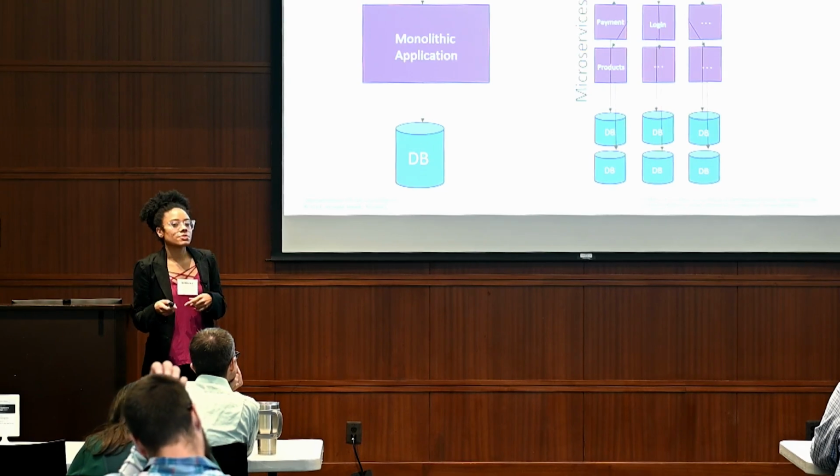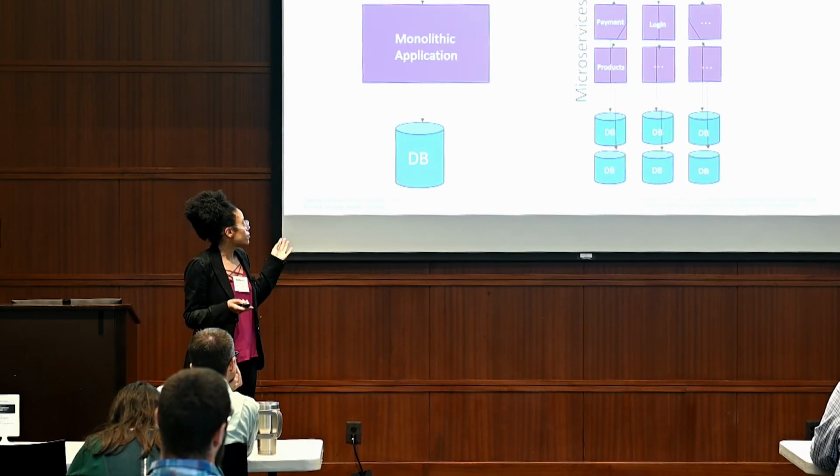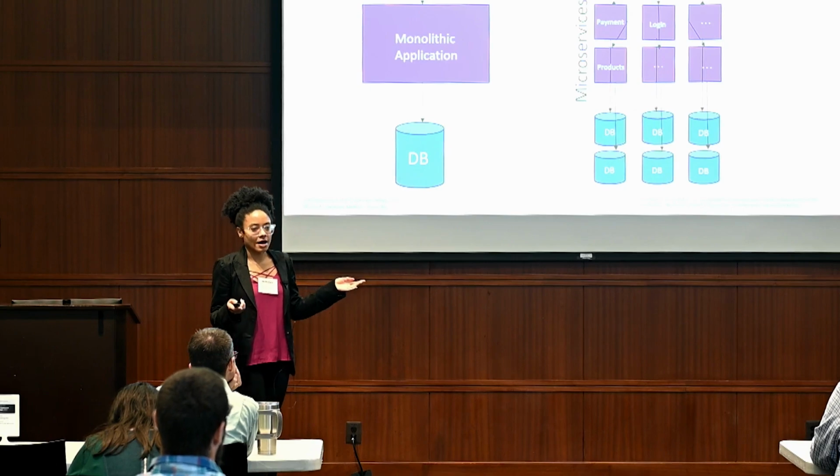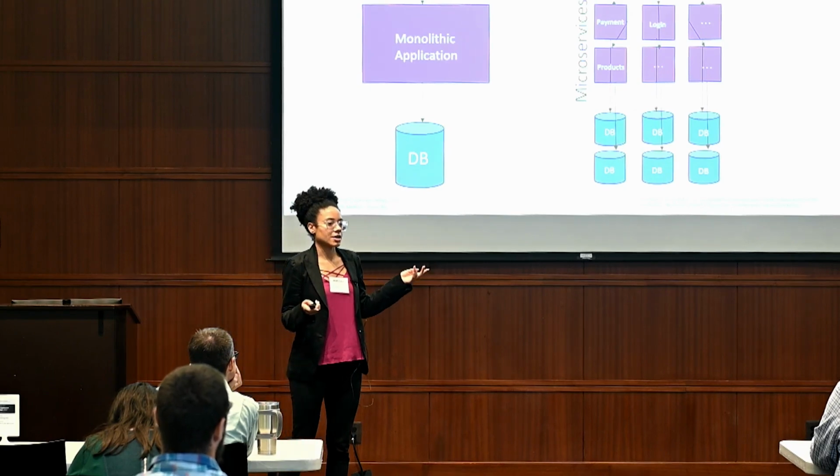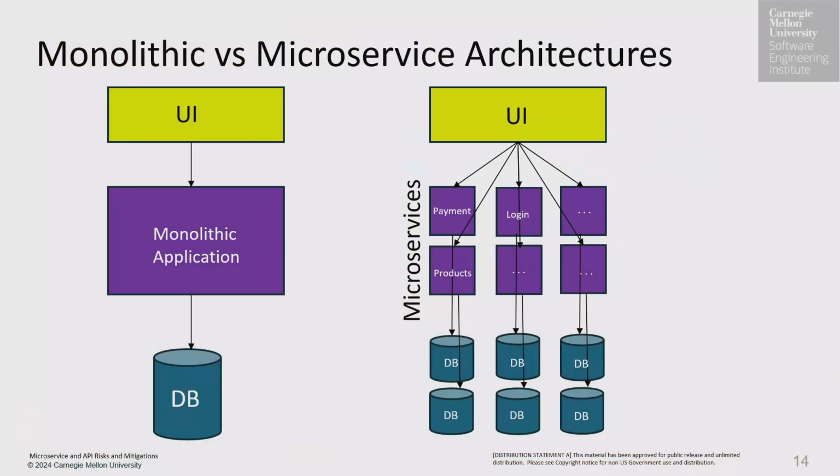And when it comes to APIs, both architectures will have APIs to interact with users that are using them. But the difference is that the microservices will also have APIs interacting with each other, which means that microservice architecture will inevitably have more APIs than the monolithic application. And this has an effect on the amount of risks in this type of architecture.